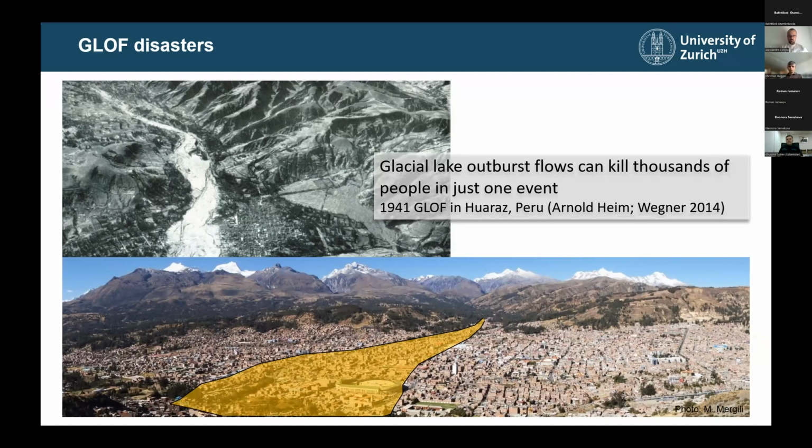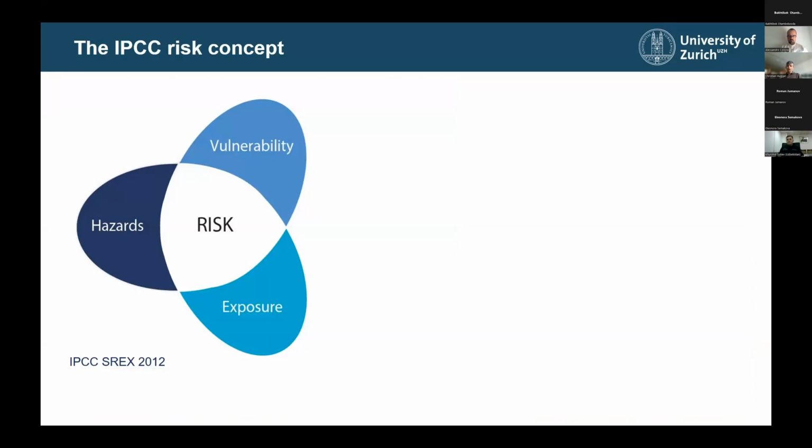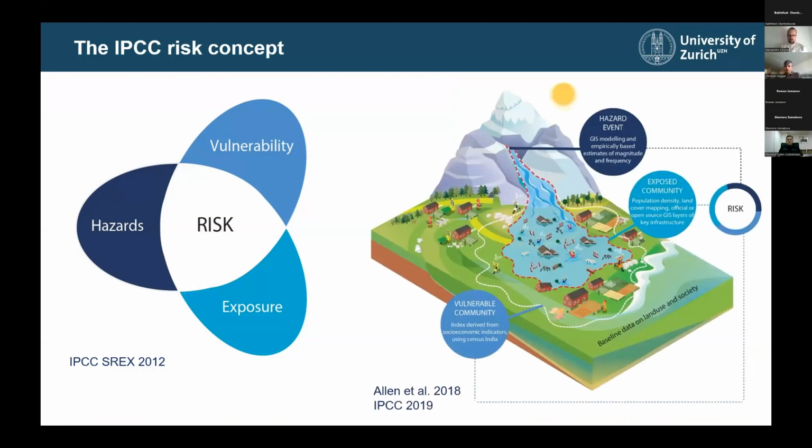Now, how do we position the GLOF modeling? Here it is good to have in mind the risk concept, and we refer here to the risk concept of the IPCC, where risk is a function of hazard, vulnerability, and exposure. If we look at this graph, this is a bit more detailed, a bit more visual. You see the hazard.